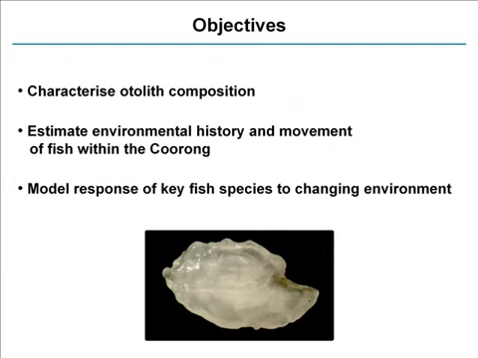So the objectives of this particular work were firstly to characterise the otolith composition, and then to estimate the environmental history and movement of fish within the Coorong, and then to feed this information into models that look at the response of key fish to a changing environment. For this talk, I'm going to focus on the first two components.